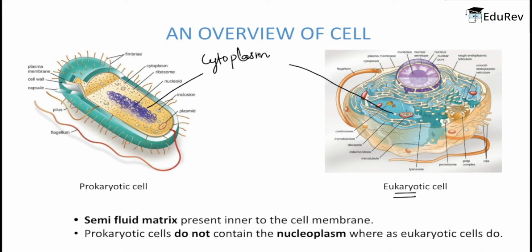the cytoplasm is not suspended inside the nucleus because it is membrane bound. Instead of cytoplasm, the fluid nucleoplasm is present inside the nucleus. All the contents of the nucleus are suspended inside the nucleoplasm. But in a prokaryotic cell, all the contents, including the nucleus and other cell organelles, are suspended inside the cytoplasm.